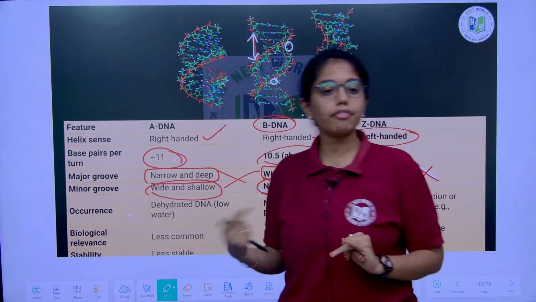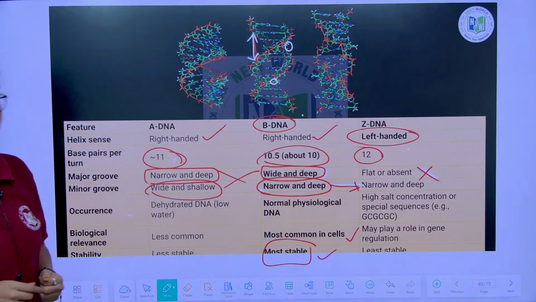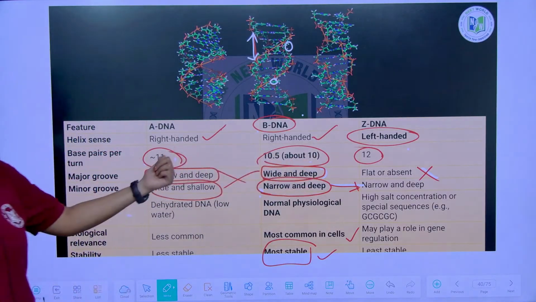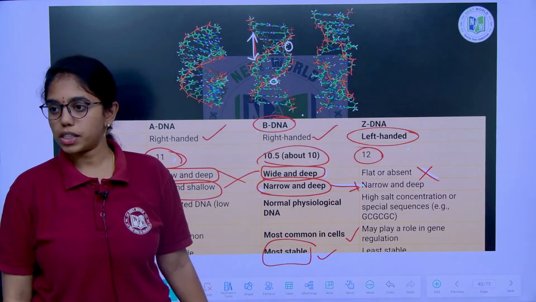Which has left-handed helices? Z DNA. Okay. And the number of base pairs you see, B type DNA has how many? 10 base pairs. A will have 11 base pairs. Z DNA will have 12 base pairs.